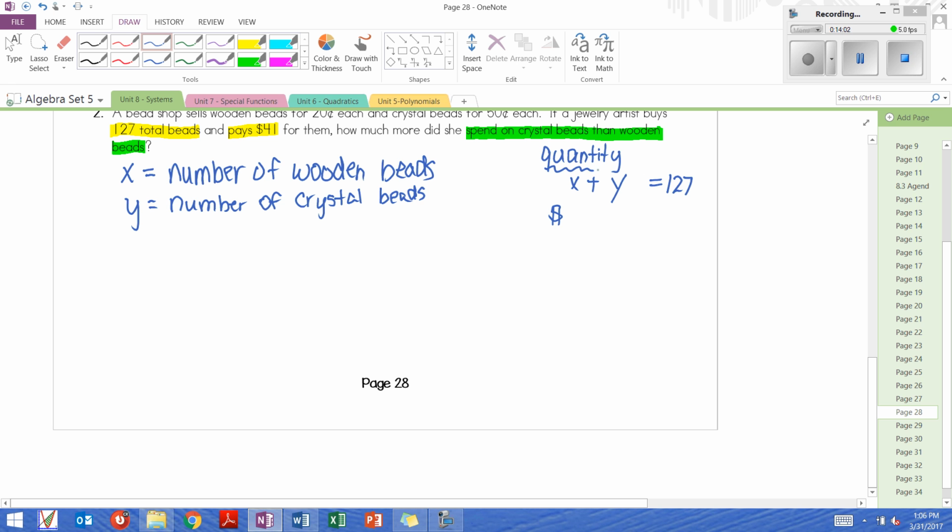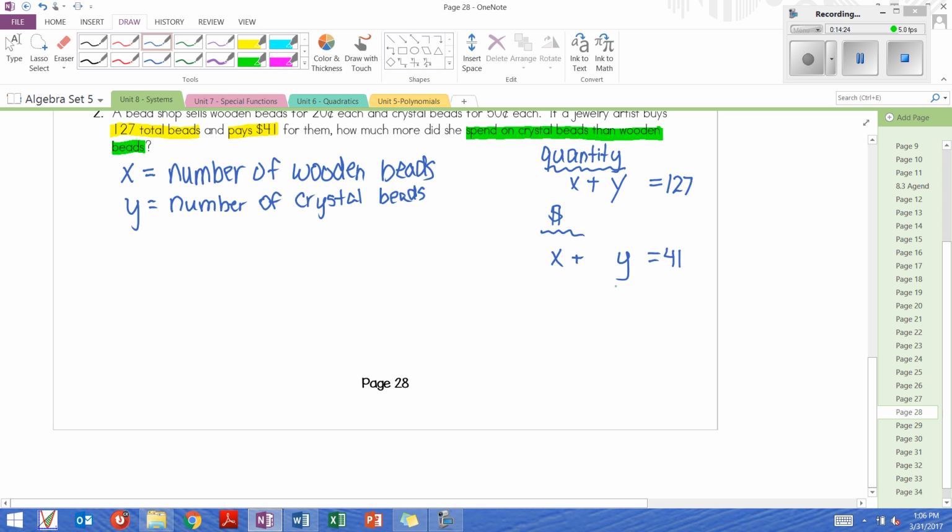So that's my quantity equation. Let's look at the money equation now. We know that just plain old $41 was spent, but that's money. And that's another total, right? So typically we would say x plus y equals 41.